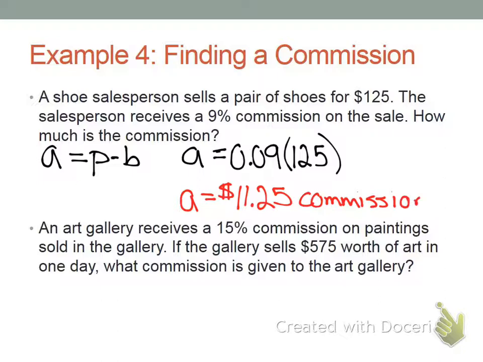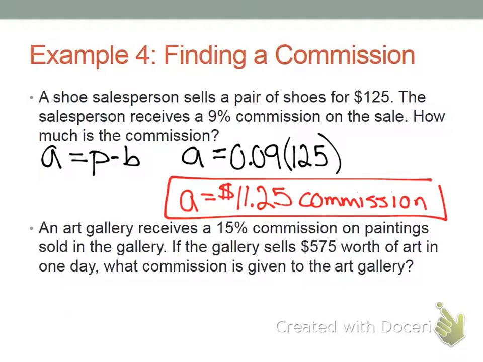All right, so what's my commission? $11.25. And then just label it commission. You could do it COMM. So the person that sold that pair of shoes got $11?